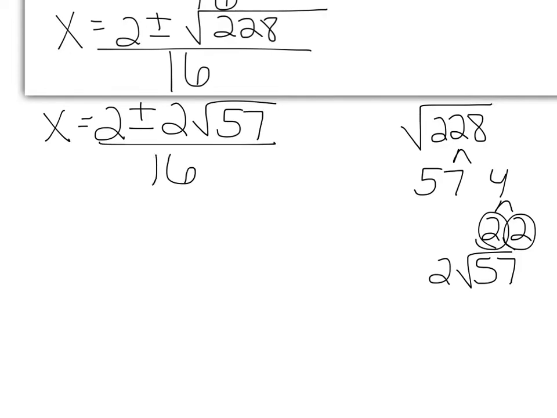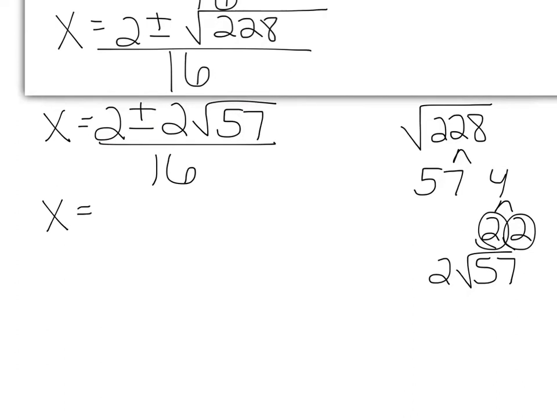Now let me explain to you why this is so handy that this happened. I know a bunch of you are probably thinking, oh, I can reduce the 2 and the 16. You can, however, in order to be able to do so, you have to factor a 2 out of the top. This term has a 2, and this term has a 2 on the outside of the radical, so you can factor out a 2.